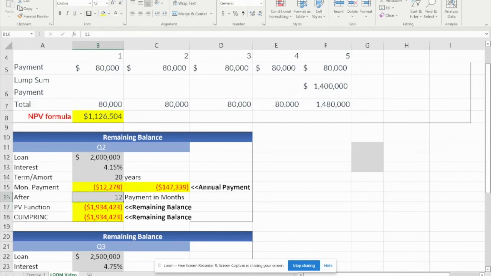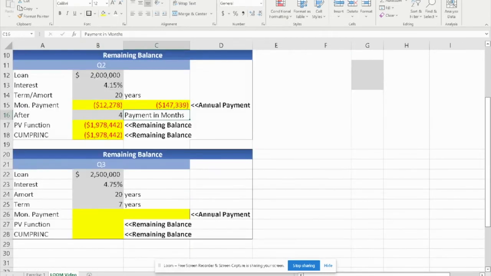So, for example, after 20 years, which would be 20 times 12, or 240, I'm sorry, after 240 payments, you would have zero. So if you put 240 in here and you don't have zero, then your formulas are incorrect. So let's go back to the one. That would be after one payment or after four payments, this is how much you would owe.